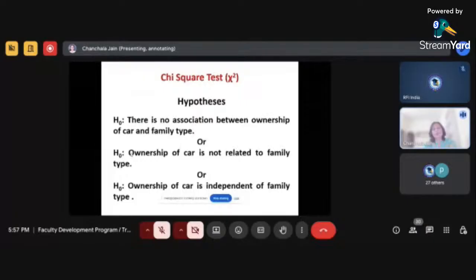My hypothesis can be there is no association between ownership of car and family type. Or you can write your hypothesis as ownership of car is not related to family type. Or you can say ownership of car is independent of family type. Clear?